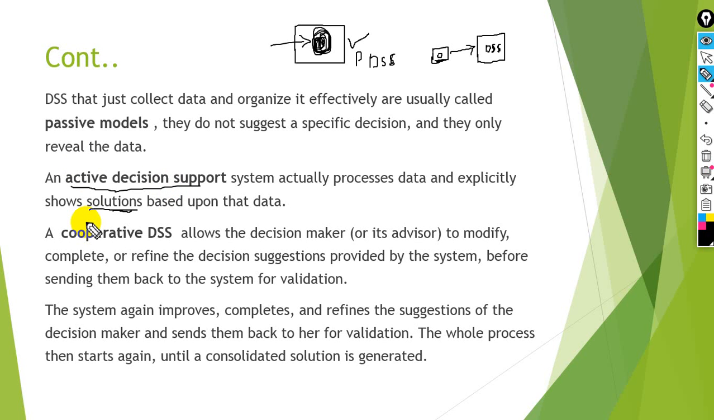Next, cooperative decision support system. It will show you the decision, it will show you the solution, and it will also suggest that you should take this decision. Okay, so this is the cooperative DSS. It allows the decision maker or its advisor to modify, complete or refine the decision suggestions provided by the system before sending them back to the system for validation.